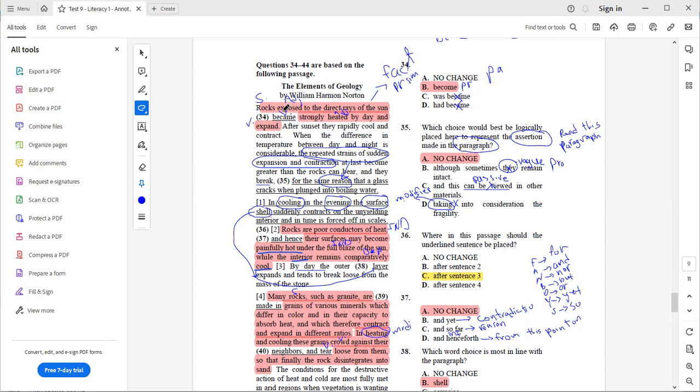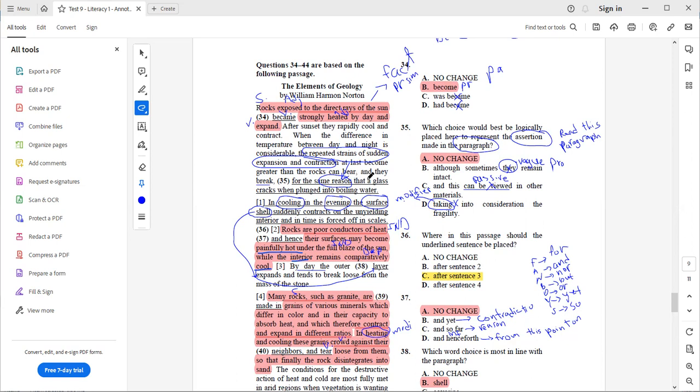Read the paragraph now. Rocks exposed to the direct rays of the sun become strongly heated by day and expand. After sunset, they rapidly cool and contract. When the difference in temperature between day and night is considerable, the repeated strains of sudden expansion and contraction at last become greater than the rocks can bear, and they break. Do you know the erosion and weathering? He's talking about erosion and weathering that we took in science. So now let's find, is this right?